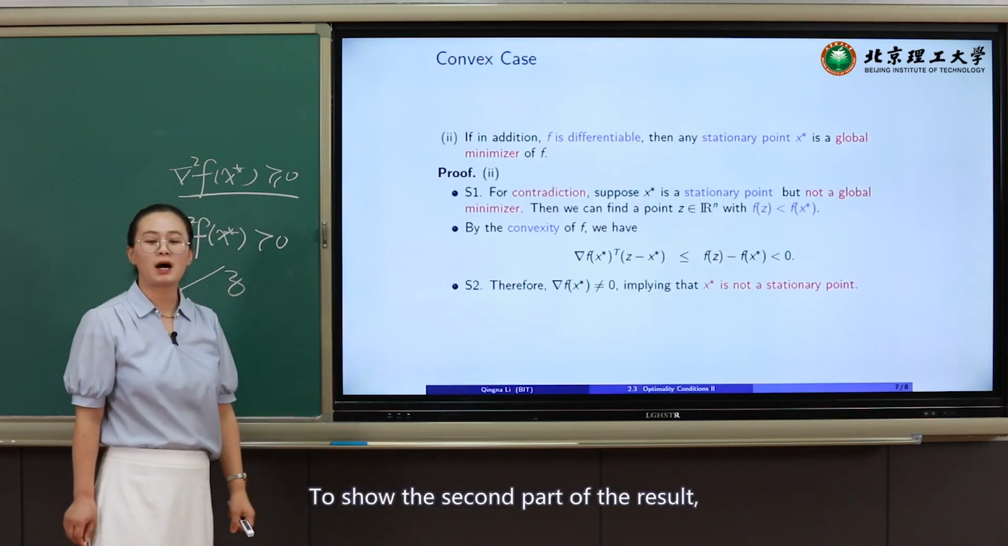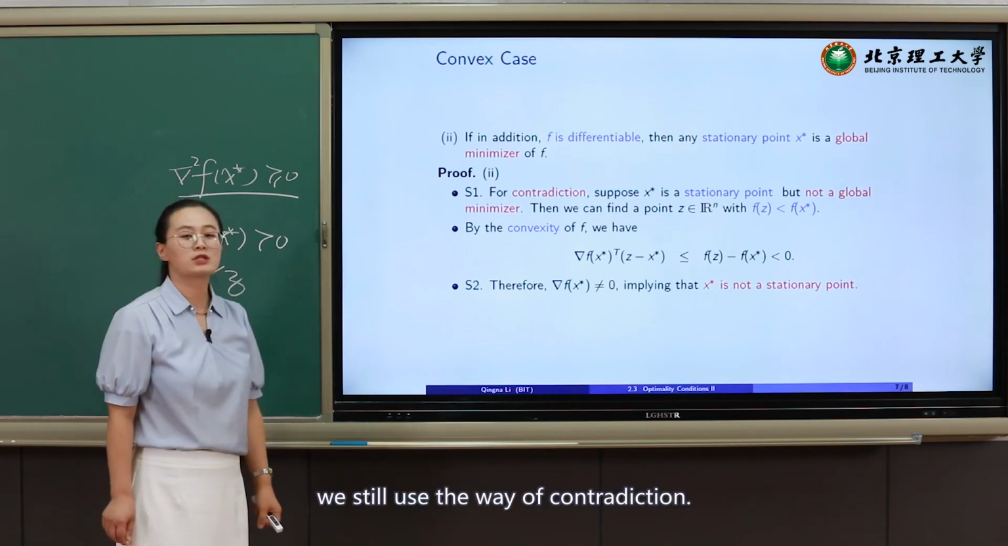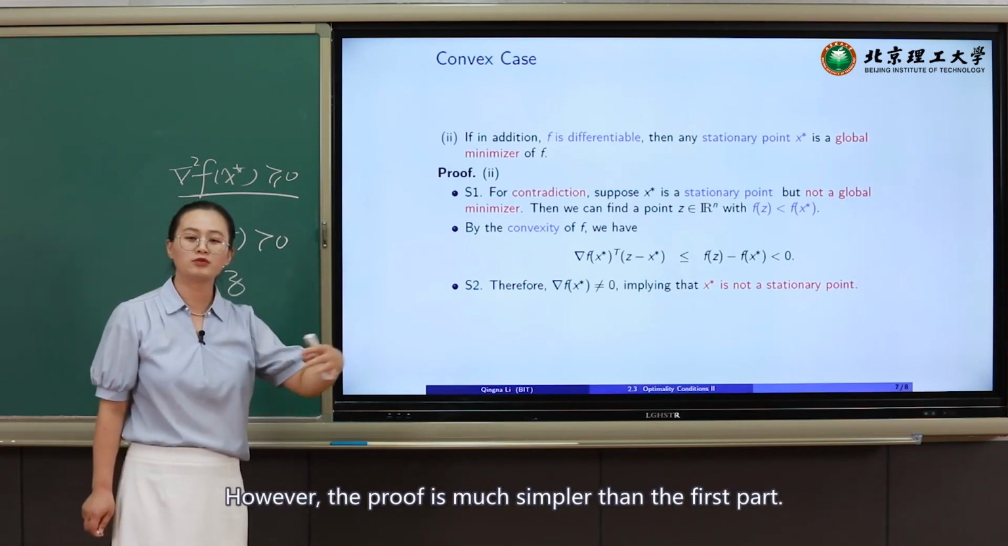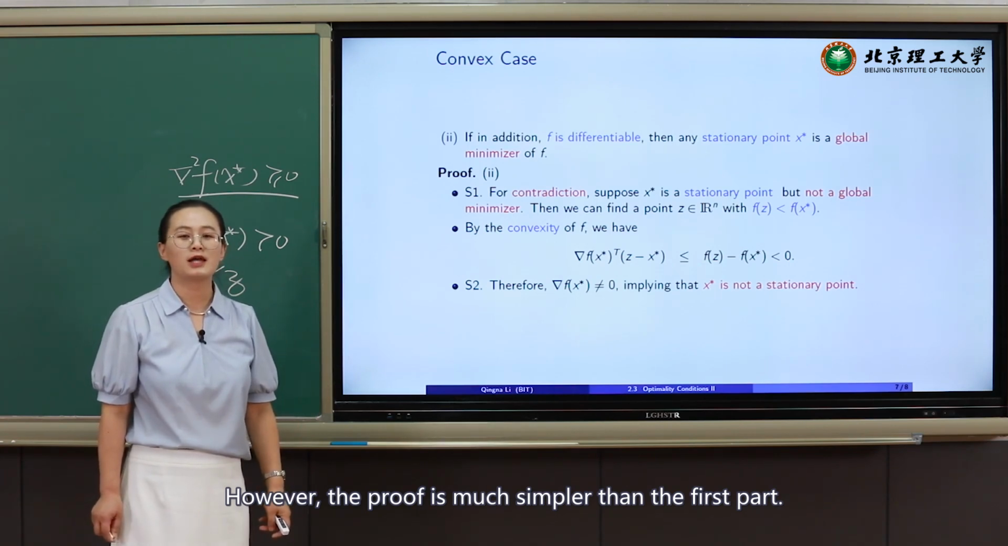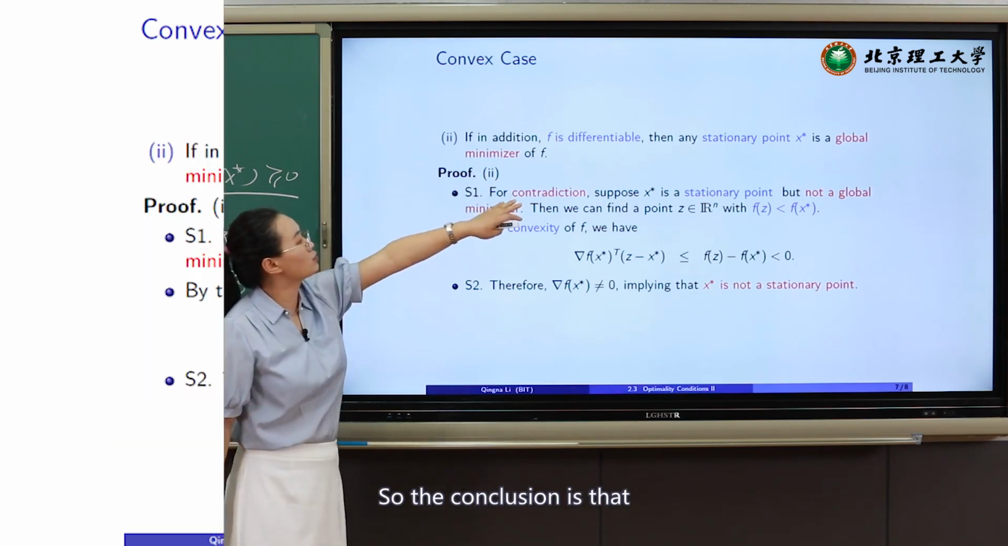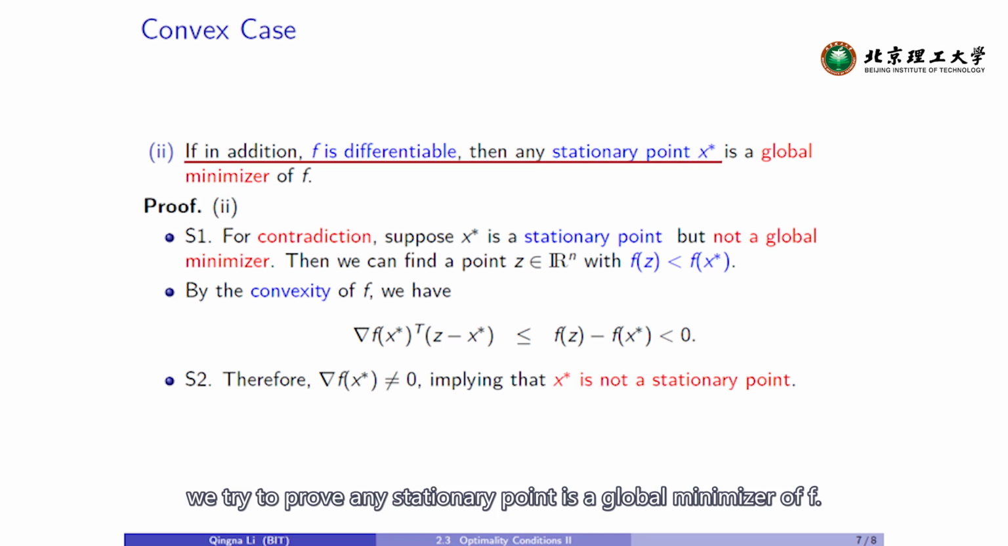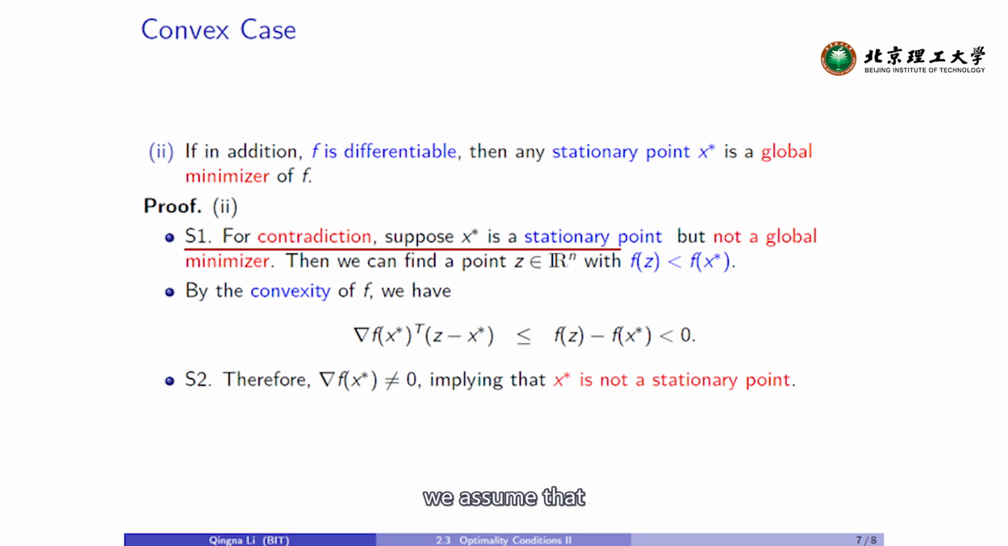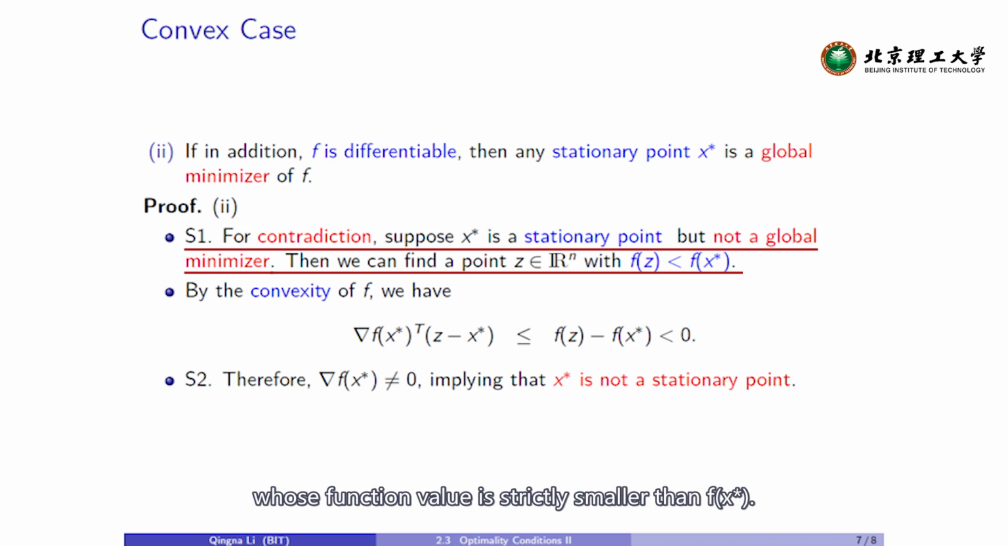To show the second part of the result, we still use proof by contradiction. However, the proof is much simpler than the first part. The conclusion is that we try to prove any stationary point is a global minimizer of f. So for contradiction, we assume that x star is a stationary point. However, it is not a global minimizer. Similar to the previous one, we can find a point z whose function value is strictly smaller than f of x star.